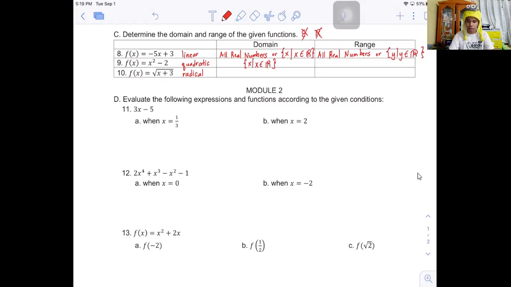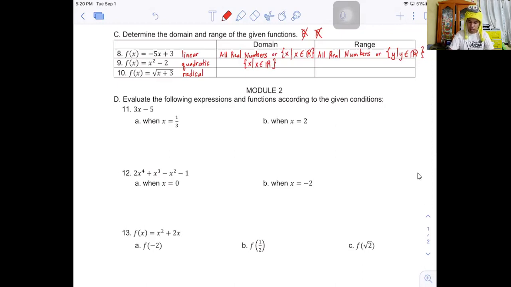Okay? So I hope you can still remember your lessons on how to convert a quadratic function from standard form to vertex form. If it is in vertex form, it is easy to determine the vertex. And by knowing the vertex, you will know the minimum or the maximum value. If your parabola opens upward, the y-coordinate of the vertex is the minimum. But if your parabola opens downward, the y-coordinate of your vertex is the maximum value.